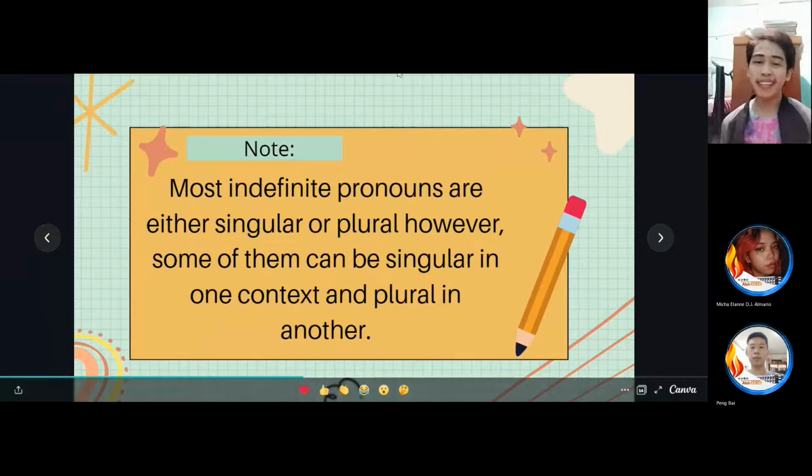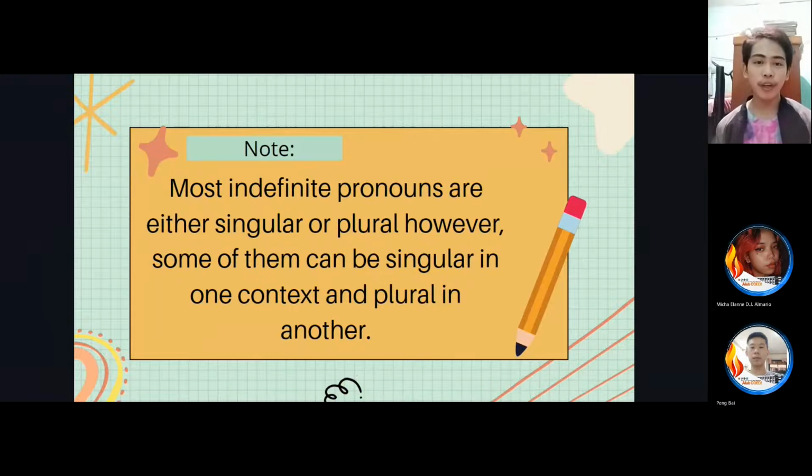So always remember that most indefinite pronouns are either singular or plural. However, some of them can be singular in one context and plural in another, just like our given examples. Understand, class? Yes, sir. I hope so. Next slide.